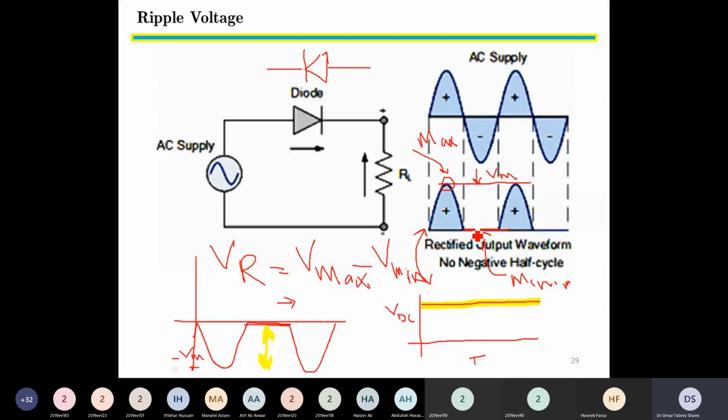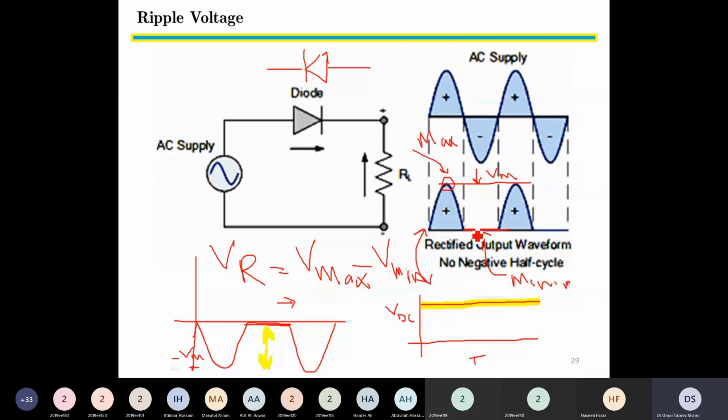Ideal power, for example a DC cell or a battery, like the lead acid battery used in automobiles, that battery produces a straight line. It does not produce a sine wave or a rectified sine wave. It produces a straight line.